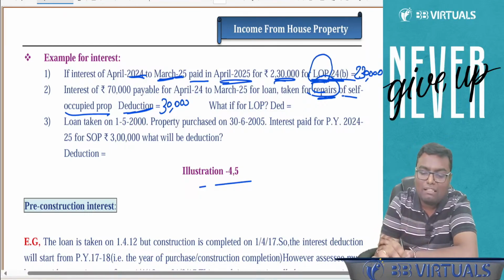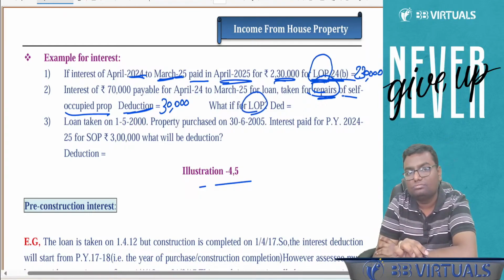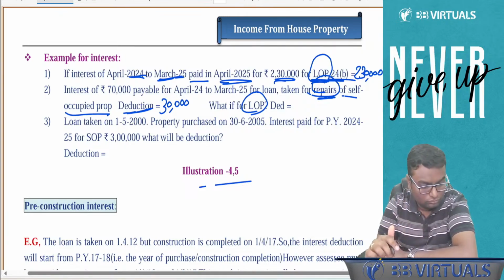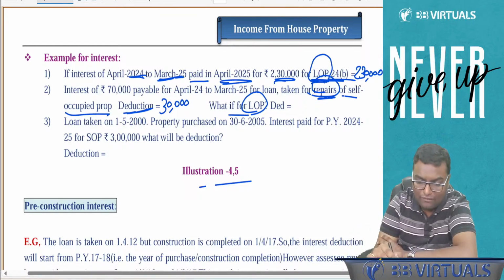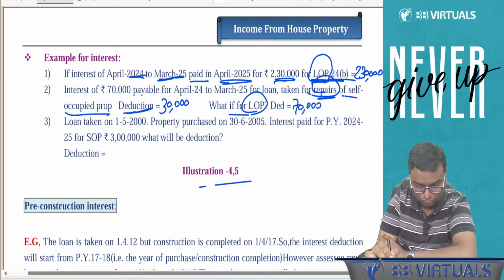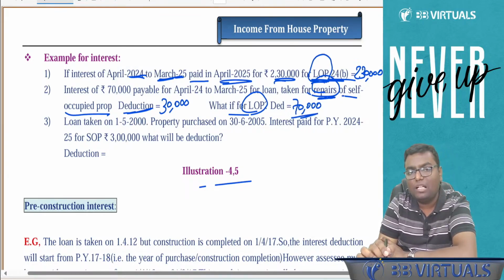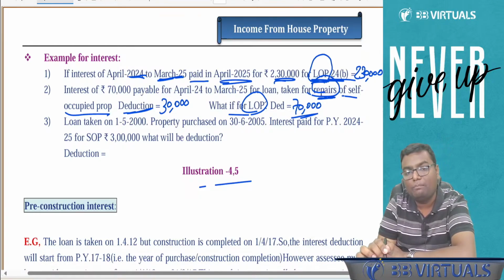Acha, what if the same example is of LOP? What will be the deduction? Can I say in case of LOP, there is no such limit. So full 70,000 will be allowed as a deduction. And what if 115 BAC is followed? Then also 70,000 will be allowed as a deduction because it doesn't restrict LOP and deemed LOP.